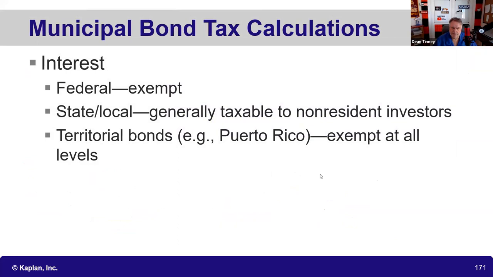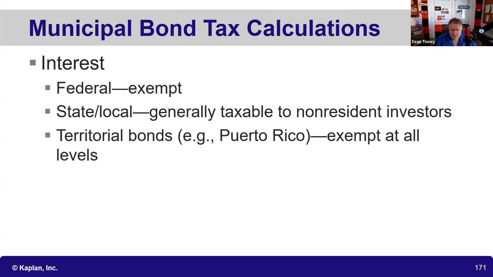Tax calculations. The number one reason that people buy muni bonds is because the interest they pay is federally tax exempt. Be careful. State and local depends on where you live and what kind of bond you're going to buy. If you're a California resident and you buy a Nevada bond, California can and will tax you. So you say, Dean, are there any bonds that no matter where I live in the United States of America would be exempt at all levels? And I say, yeah, territories of the United States government.